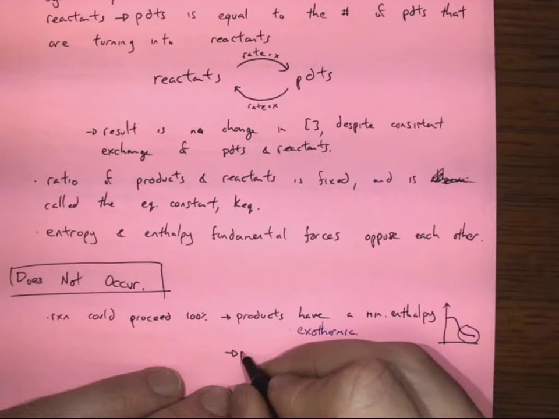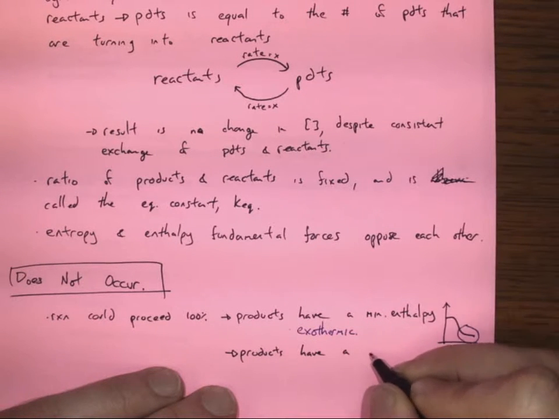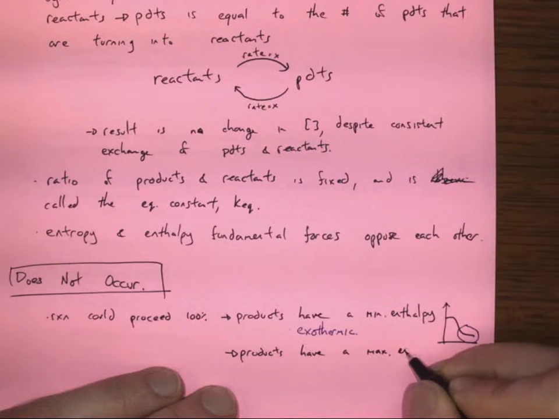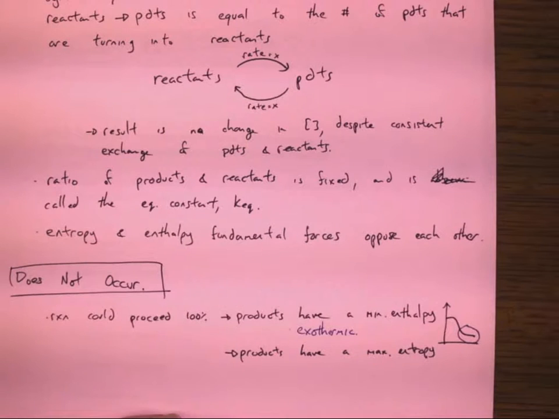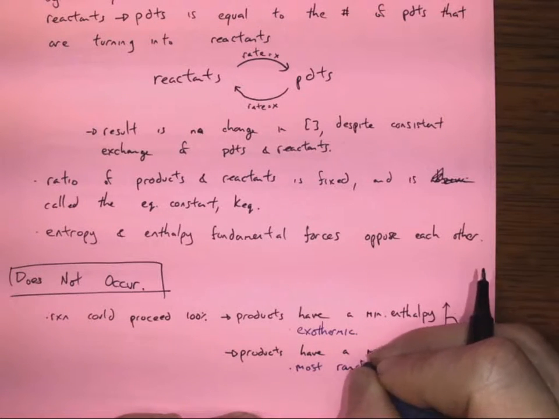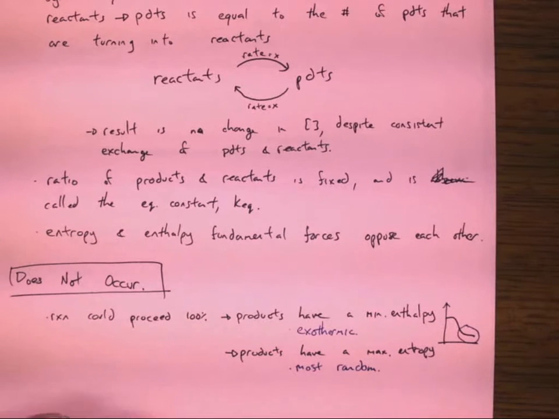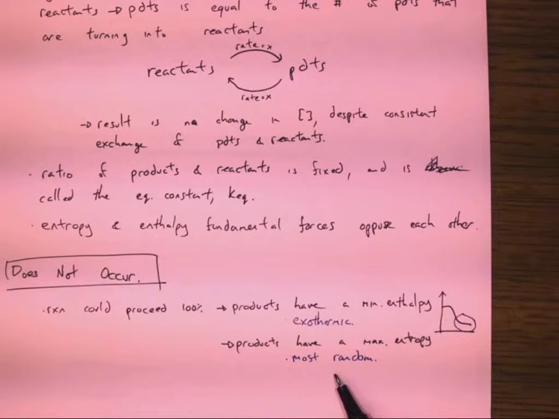and the products have a maximum entropy. So the maximum entropy means the most randomness. So that's if a reaction proceeds 100%. We know that it would have to be exothermic and that its product would have to be the most random.